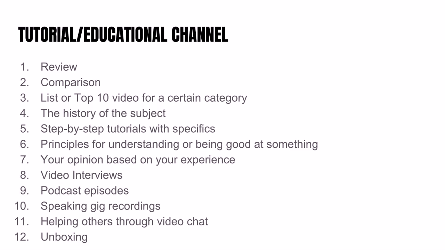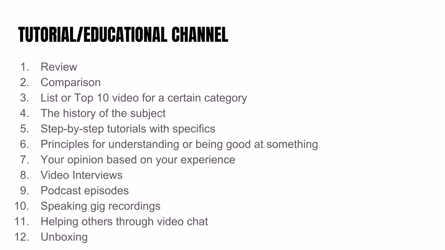Number 3, you could do a list or top 10 video for a certain category. So you could do like the top 10 mics for recording YouTube videos, like the top 10 USB mics, or the top 10 apps for making money online or something like that. The history of the subject is another thing you can do.